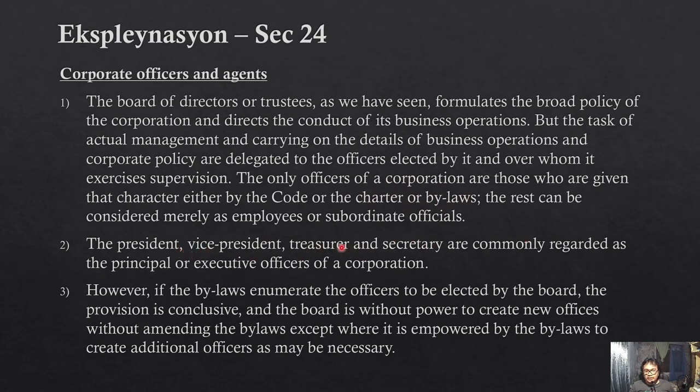The president, vice president, treasurer, and secretary are commonly regarded as the principal or executive officers. O yan, di ba? Mga executives, tawag sa kanila, commonly tawag sa executive officers of the corporation. However, if the bylaws enumerate the officers to be elected by the board, the provision is conclusive. And the board is without power to create new offices without amending the bylaws, except kung yung bylaws na mismo yung nagsabi na pwede silang mag-create ng additional offices. Yun, ha?